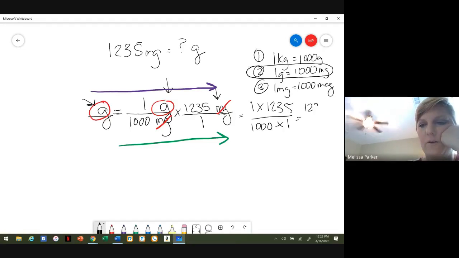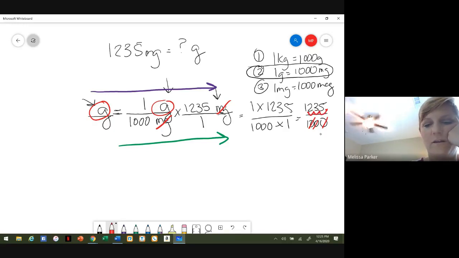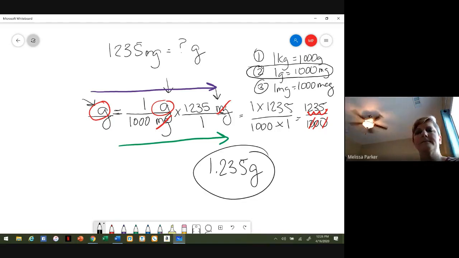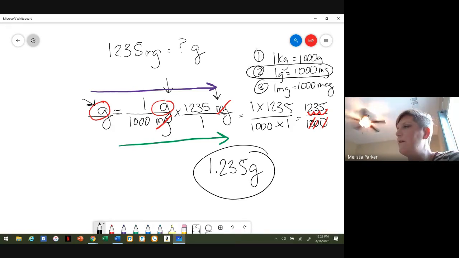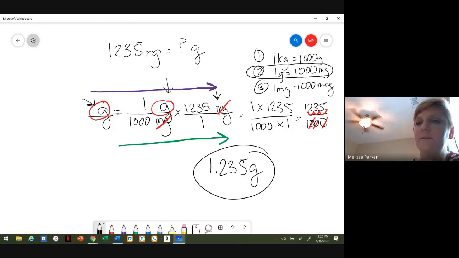Okay, so then you have 1,235 over 1,000, right? So the other trick is when you're dividing, you count the zeros, 1, 2, 3, you use your decimal, the number should get smaller because we're dividing, 1, 2, 3. So you have 1.235 grams as your answer. Okay, any questions on this one? All right, can I erase it? If you need me to not erase it, make sure you let me know in the comments. Okay, I'm assuming it's good to erase.